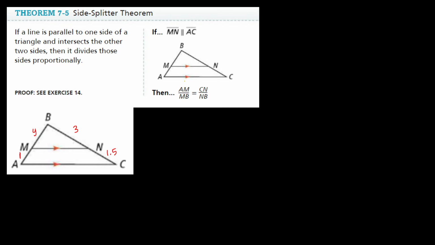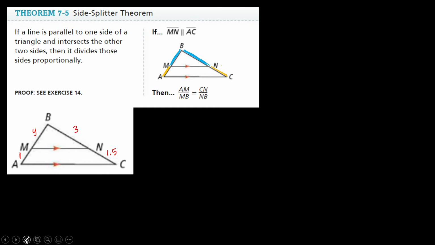So if MN is parallel to AC, then you know that AM to MB, so here's AM, and in a different color, we have MB. That's going to be proportional to the ratio of CN, in orange here, to NB. And of course, when you're solving problems, you could set up these proportions in multiple ways. And I will demonstrate that with our next example here.